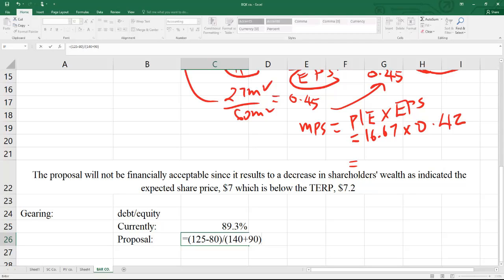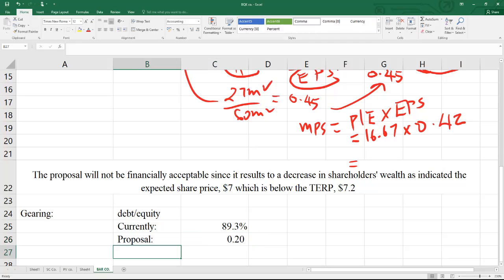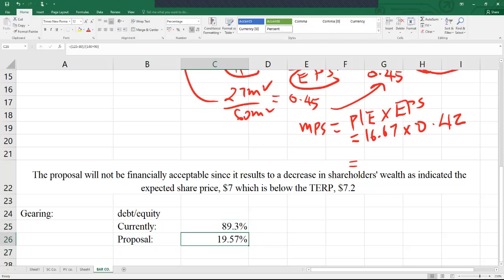You bought bonds with a book value of 80, not the market value. They will remove 80 from the debt. Then you have issued shares worth 90. You add 90 to the company equity because this is a rights issue, which is equity. Clear? Okay, it's clear. We therefore get a ratio of how much? What percent? 19.57, or simply 19.6%.